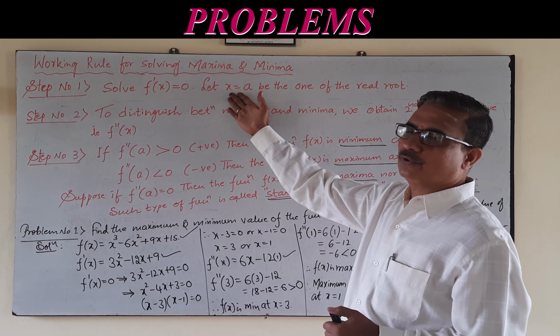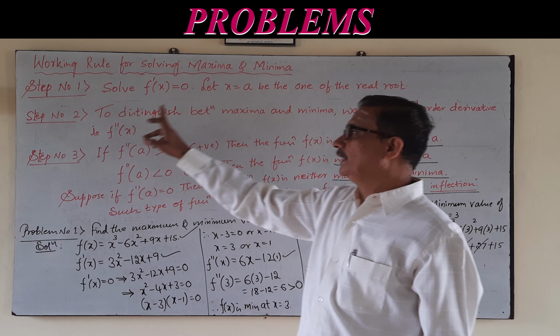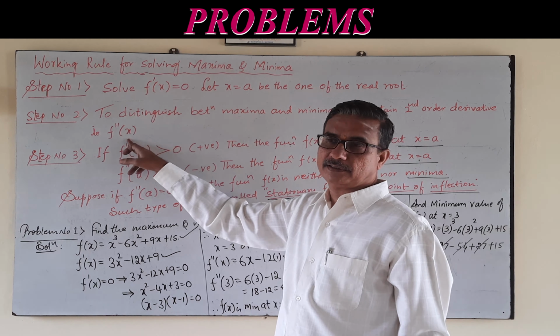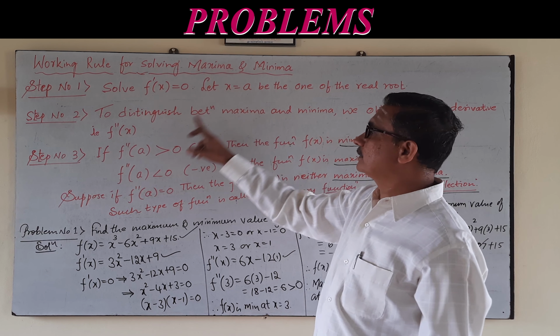ಆ ರೂಟ್ ಯಾವ್ದನ್ನು ತಗೊಂಡಿದೀವಿ? ಇನ್ ಜನರಲ್ x equal to a is the one of the real root. ರಿಯಲ್ ನಂಬರ್ ಇರಬೇಕು, ನಾಟ್ ಕಾಂಪ್ಲೆಕ್ಸ್. ರಿಯಲ್ ವ್ಯಾಲ್ಯೂ ಇರಬೇಕು. ಸ್ಟೆಪ್ ನಂಬರ್ 2, to distinguish between maxima and minima, we obtain second order derivative, that is solve f double dash x. ಮತ್ತೊಮ್ಮೆ ಡಿಫರೆನ್ಶಿಯೇಟ್ ಮಾಡಿ ಅದನ್ನ. ಸ್ಟೆಪ್ ನಂಬರ್ 3, ಏನು ಸೆಕೆಂಡ್ ಆರ್ಡರ್ ಸಾಲ್ವ್ ಮಾಡಿರ್ತೀರಲ್ಲ ಅದರಲ್ಲೇ ಆ ರೂಟ್ ಅನ್ನ ಸಬ್ಸ್ಟಿಟ್ಯೂಟ್ ಮಾಡಿ f double dash x at x equal to a.